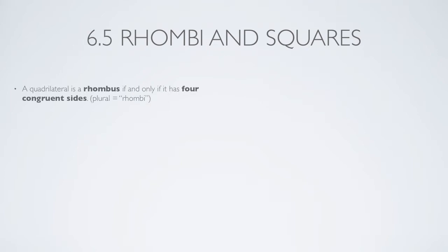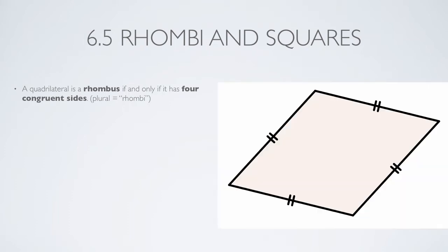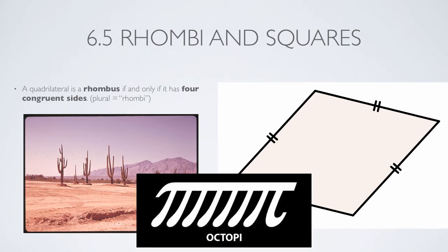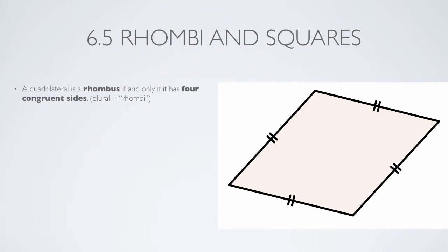A quadrilateral is a rhombus if and only if it has four congruent sides. So a rhombus, the plural for rhombus is rhombi. You probably remember some other plural words that end like that. For example, many cactus are cacti, many octopuses are octopi. So you get the idea. So here we have a rhombus. We see all sides are congruent, but all the angles aren't necessarily congruent.